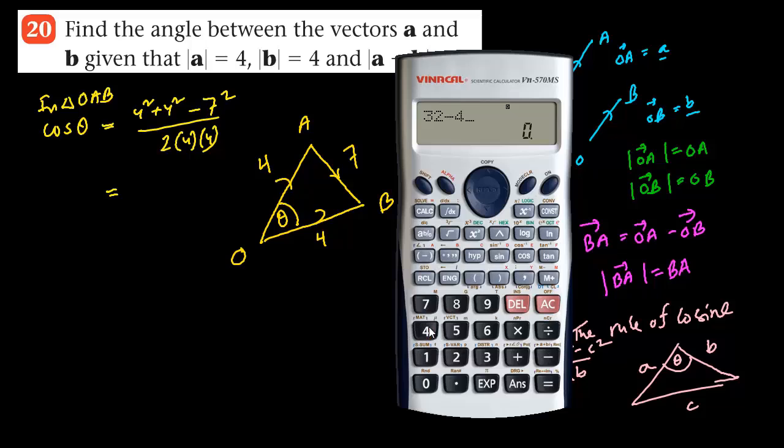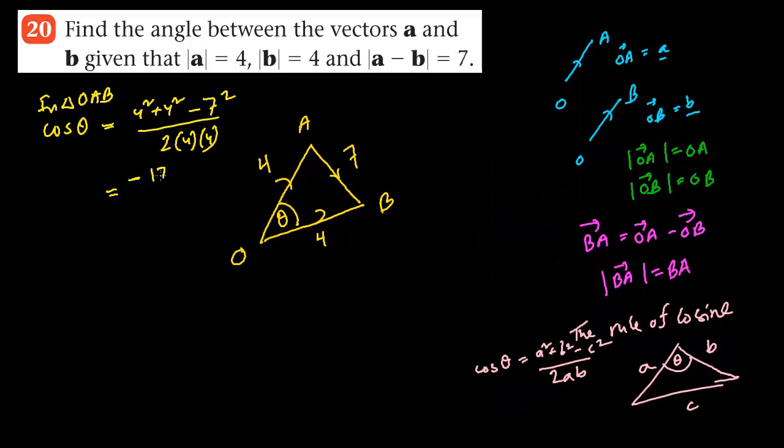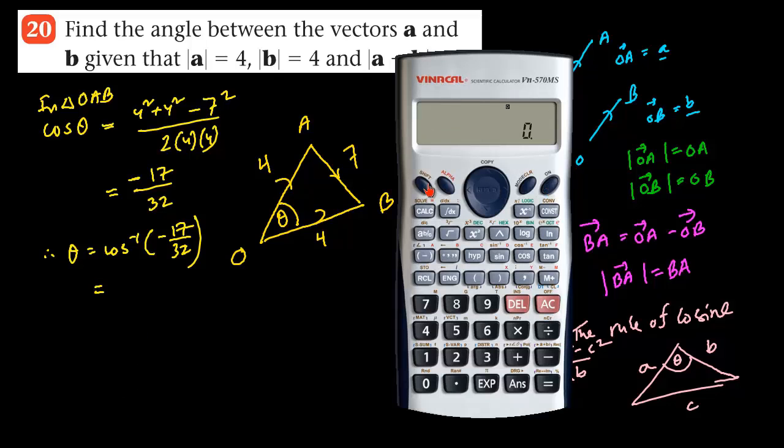minus 7 squared is 49. So that's minus 17. Minus 17 divided by 2 fours are 8, 8 fours are 32, so minus 17 by 32. Therefore theta equals cos inverse of minus 17 by 32. You can either leave the answer in degrees or radians. I'm leaving the answer in degrees. So cos inverse of minus 17 by 32, and it turns out to be 122 degrees.